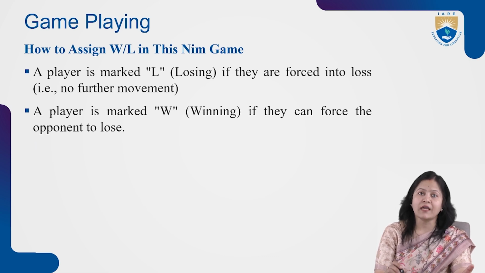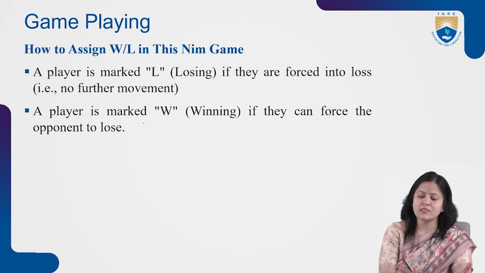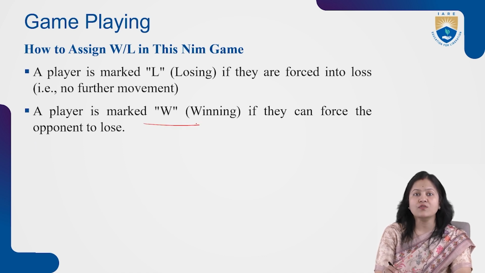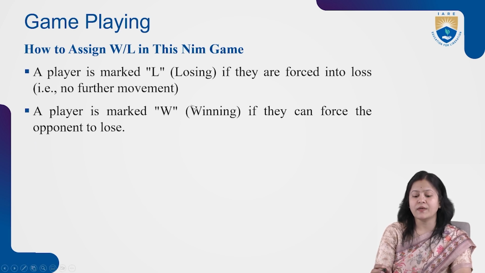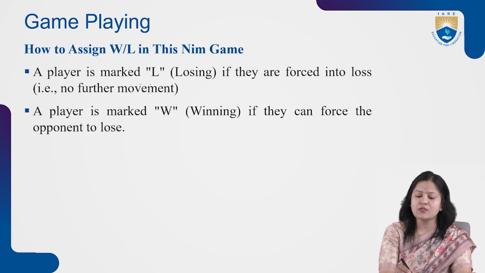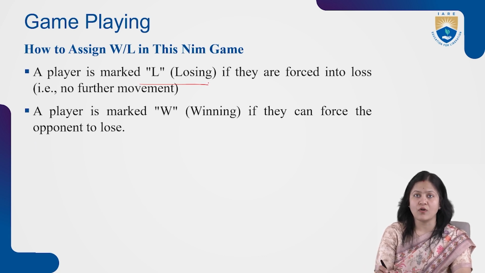Okay, and the second one is a player is marked as W if they can force the opponent to lose. I will prove these two lines with the help of an example so that the concept will be clear. A player is marked as L if they are forced into loss, and a player is marked as W if they can force the opponent to lose.